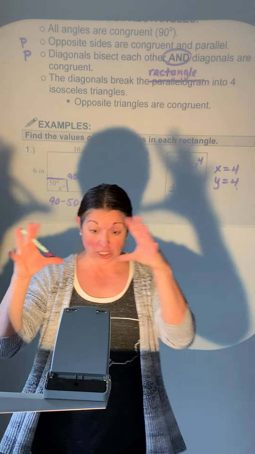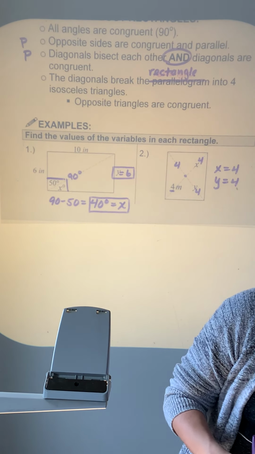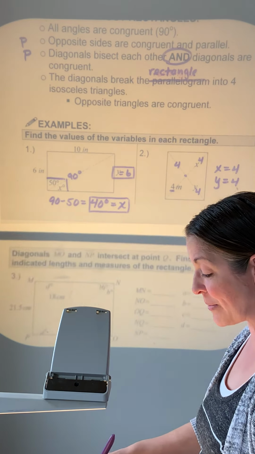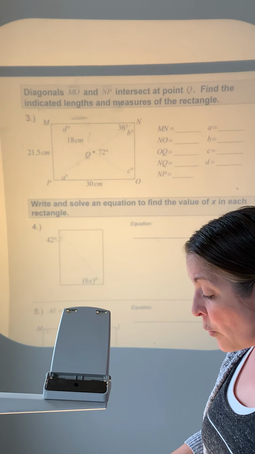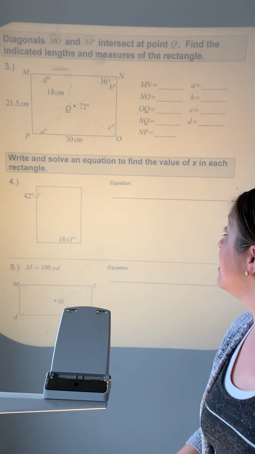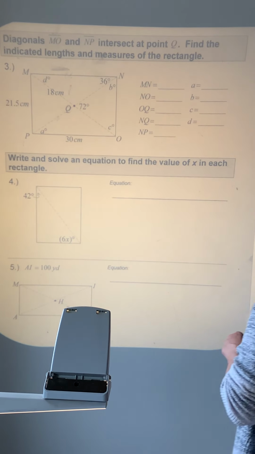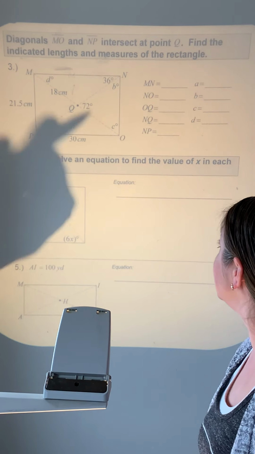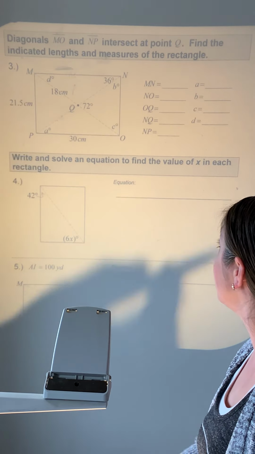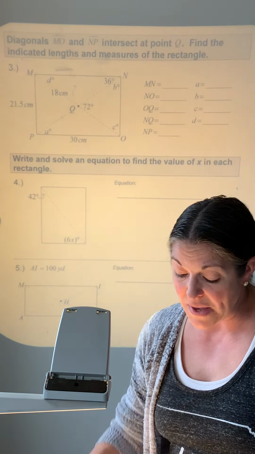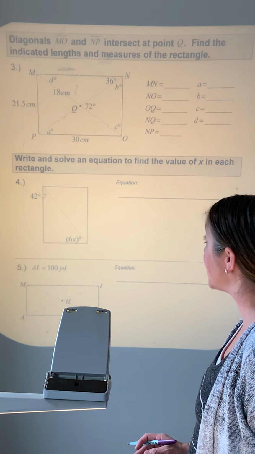So now let's take a look at one where I ask you to find a little bit more. And by a little bit more, I mean a lot. These are my favorites. We had one like this with the parallelogram. Now we're going to see it with the rectangle. So we've got diagonals MO and NP intersect at point Q, and we want to find all these indicated lengths and measures. And of course, they specify that we are talking about a rectangle.